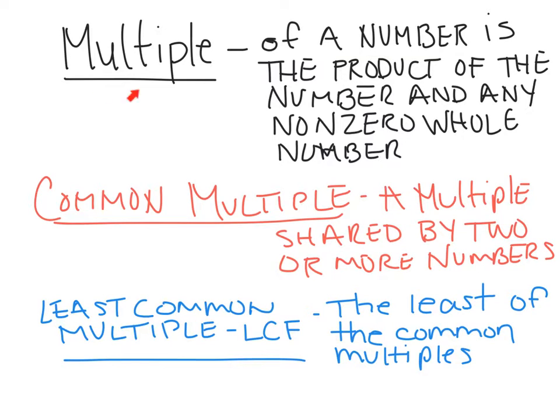So a multiple is the product of a number and any non-zero whole number, meaning it can't be zero. A common multiple is a multiple shared by two or more numbers, and the least common multiple is going to be the least common multiple. Let me show you what we're talking about.